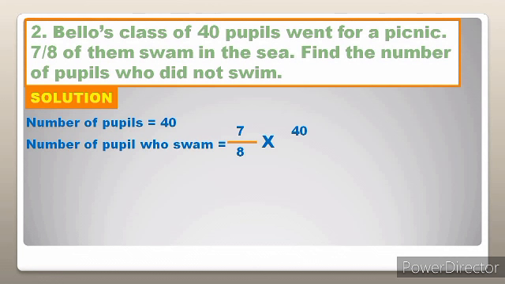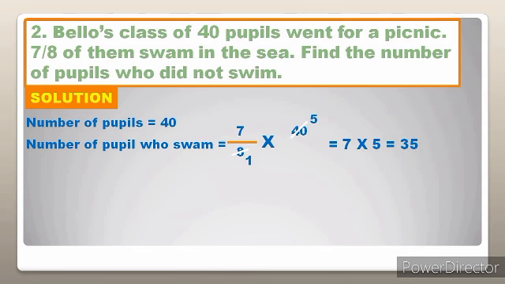So what we do, the numerator and the denominator that can cancel out is 8 and 40. The common factor there is 8. So 8 cancel 8 is 1, 8 cancel 40 is 5. So when you multiply 7 by 5, 7 times 5 will give you 35. So 35 pupils swam in the sea.